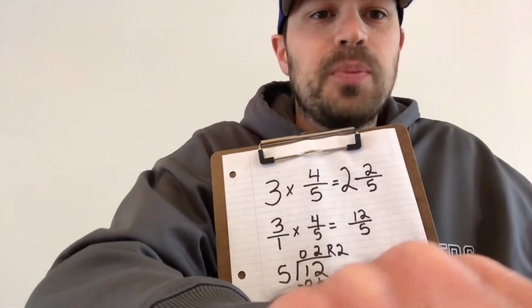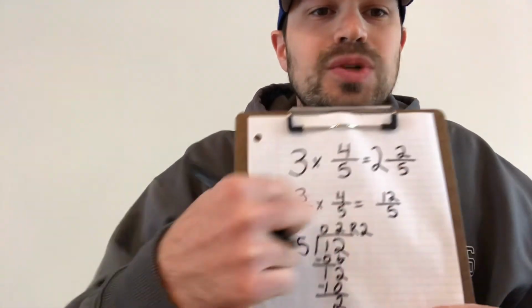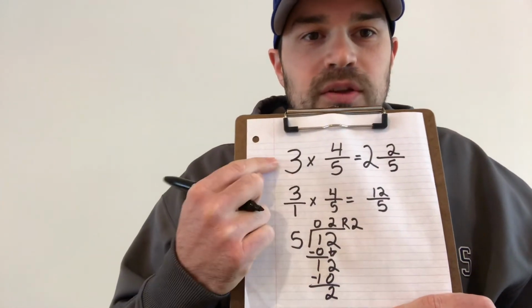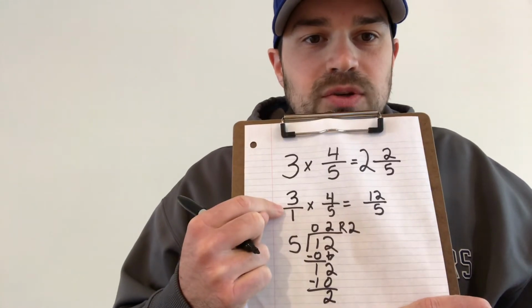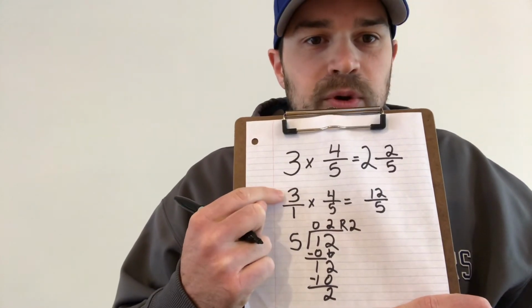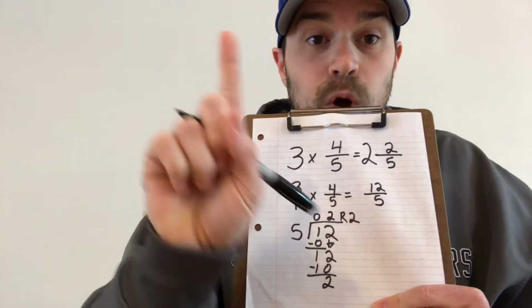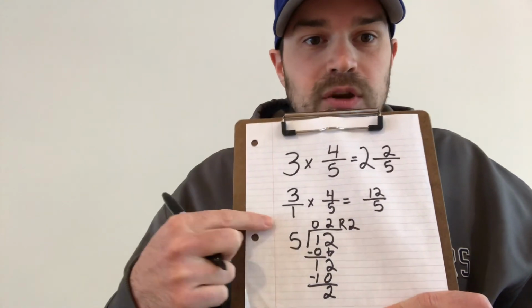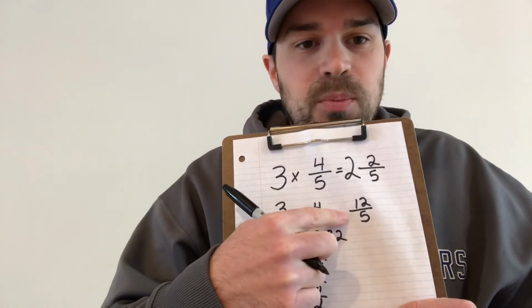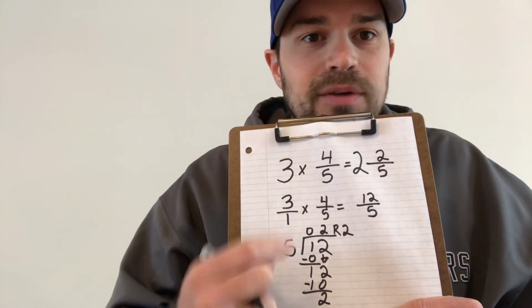Hope that all helped out, made sense, guys. Remember, all you're doing, the first step is to turn your whole number into a fraction. You just put the whole number in the numerator, and the denominator will always be 1. Then you multiply across. After you get an improper fraction, change it like you all know how to.